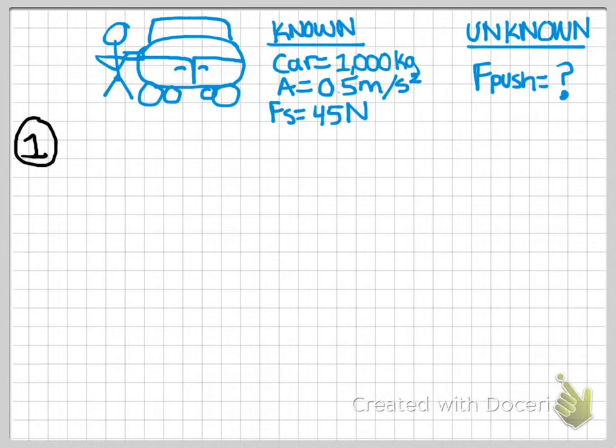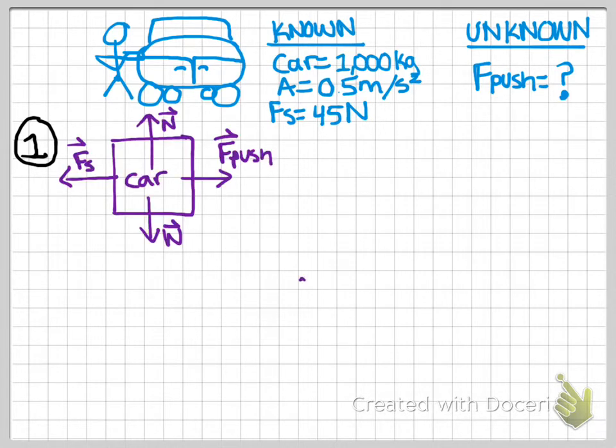Number 1, draw the free body diagram. We know there's a normal force on the car because the car is touching the ground. We know there's a weight force because the car is on Earth. We know there's a static friction force between the car wheels and the ground of 45 newtons. And we also know that there is a push force that Jerry is exerting on the car to get it to the emergency lane.